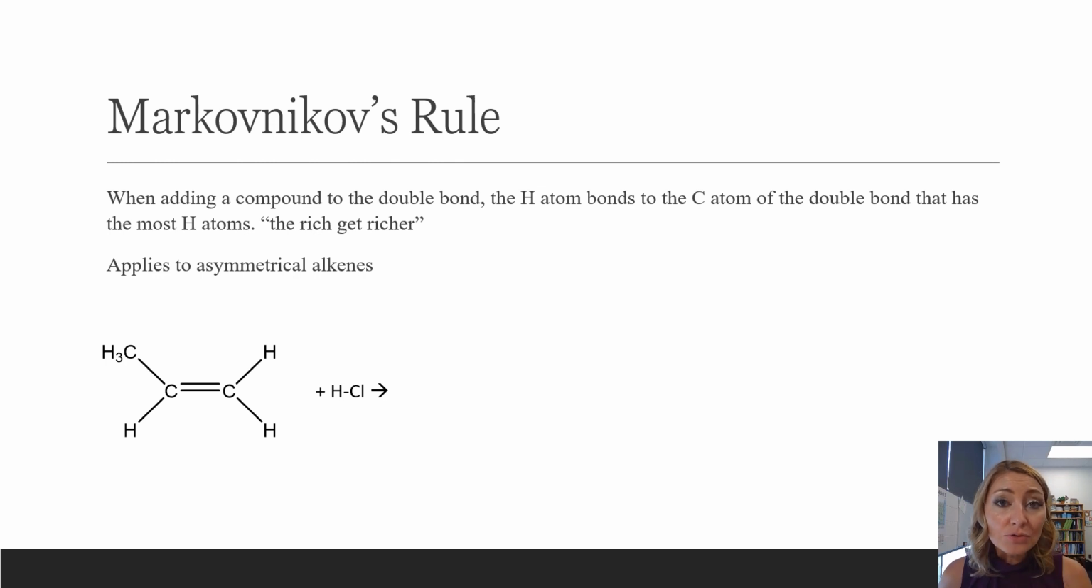So we have a rule to help us remember which carbon in the double bond gets the halogen and which carbon in the double bond gets the hydrogen.